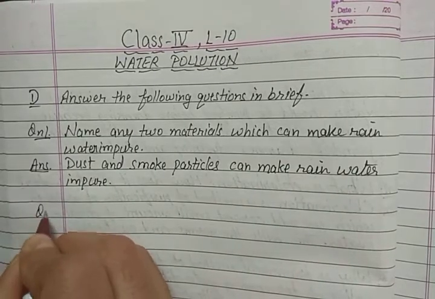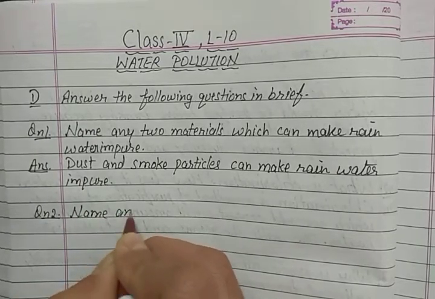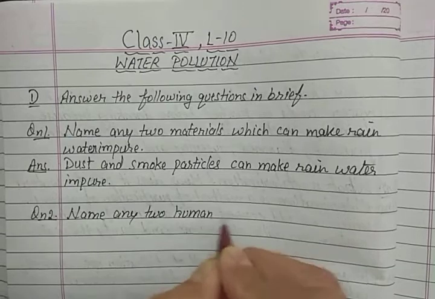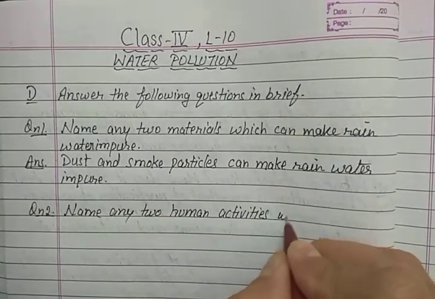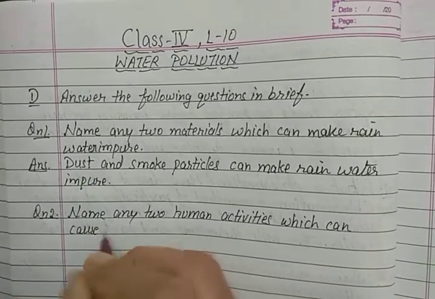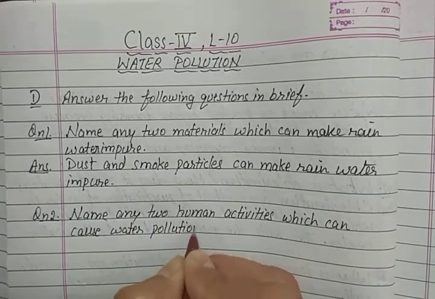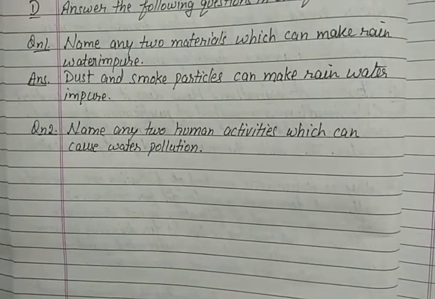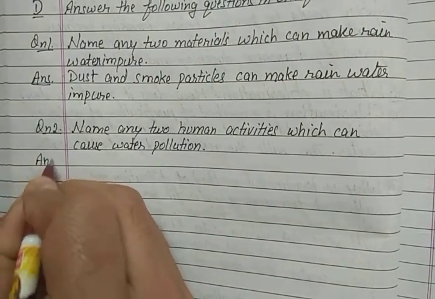Next question is, name any two human activities which can cause water pollution. So we have learnt many human activities which can cause water pollution. So we have to write here only two human activities. So you can write any two.